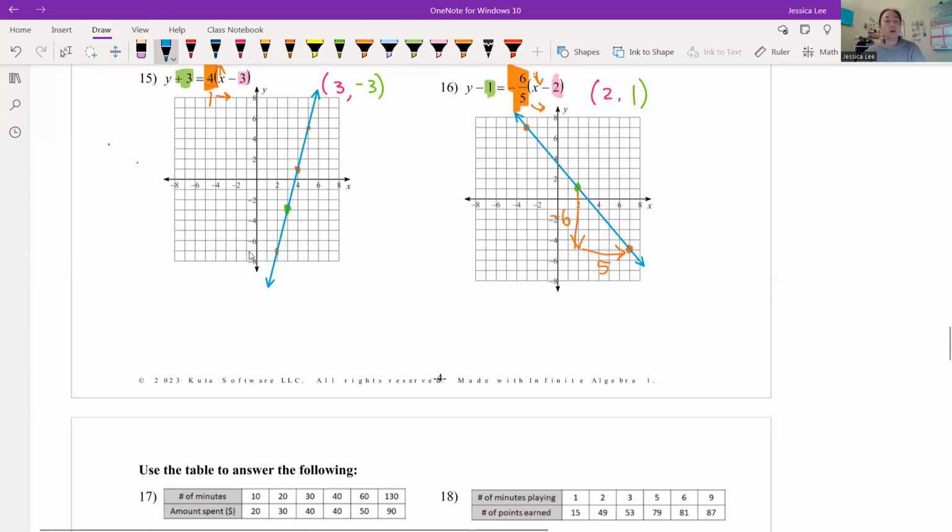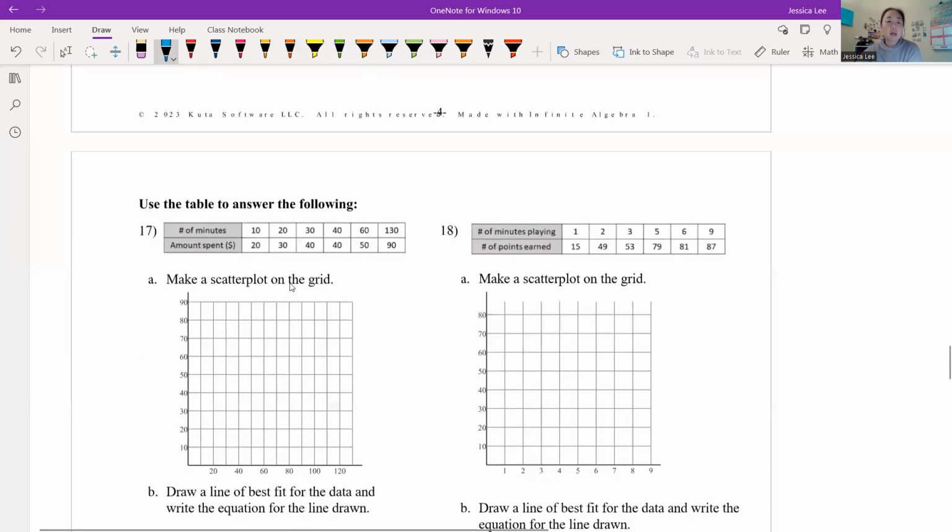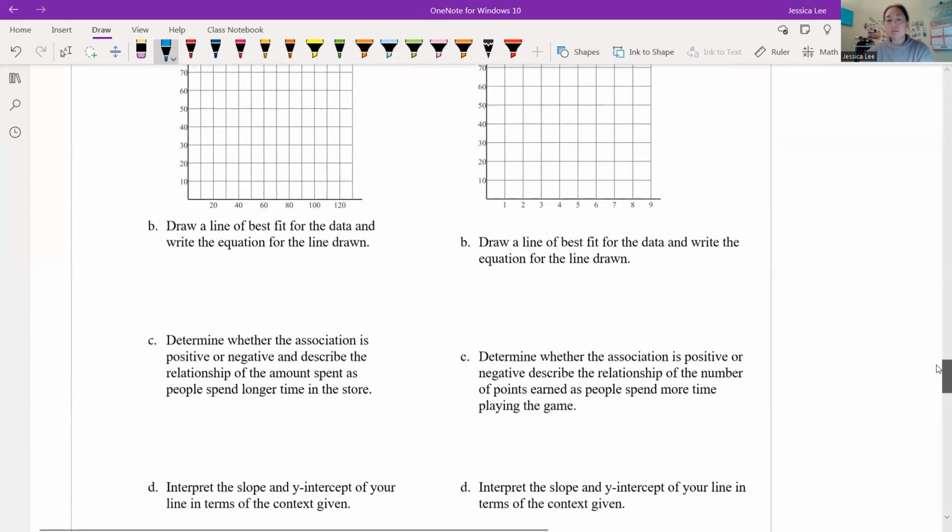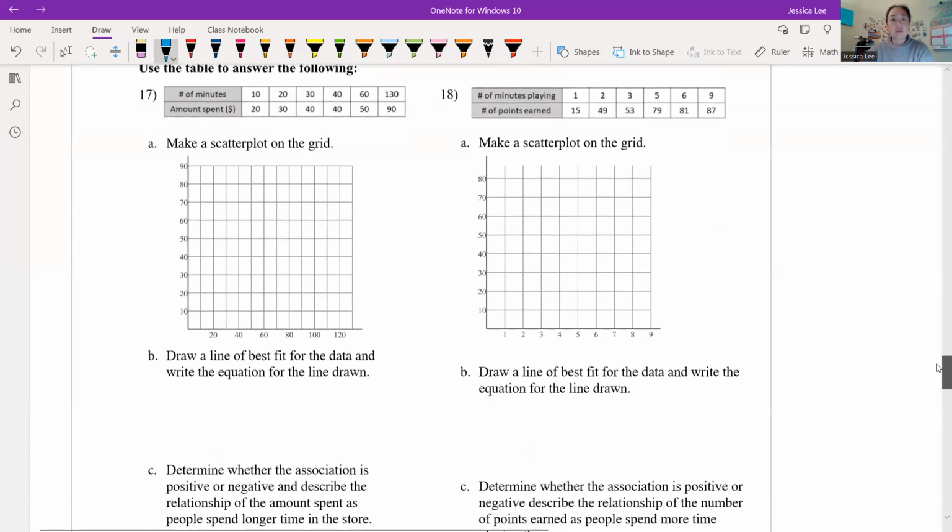All right, so now we know how to graph in point slope form. We're given point slope form. And this is our last ones. Okay, so 17 and 18. Let's take a look here. Let me just do like right here. So it says make a scatter plot on the grid. And so if you look right here, we have the number of minutes and the amount spent.